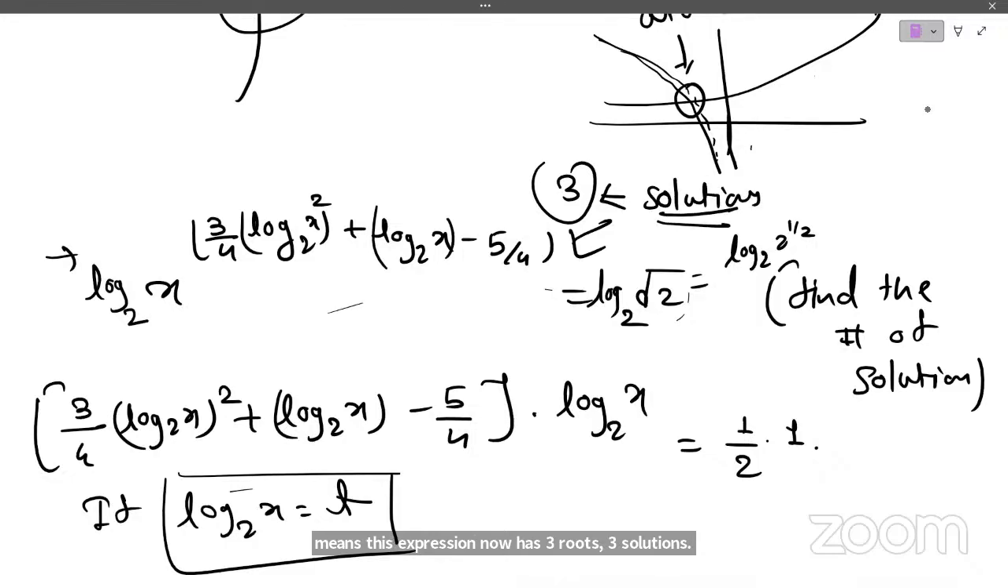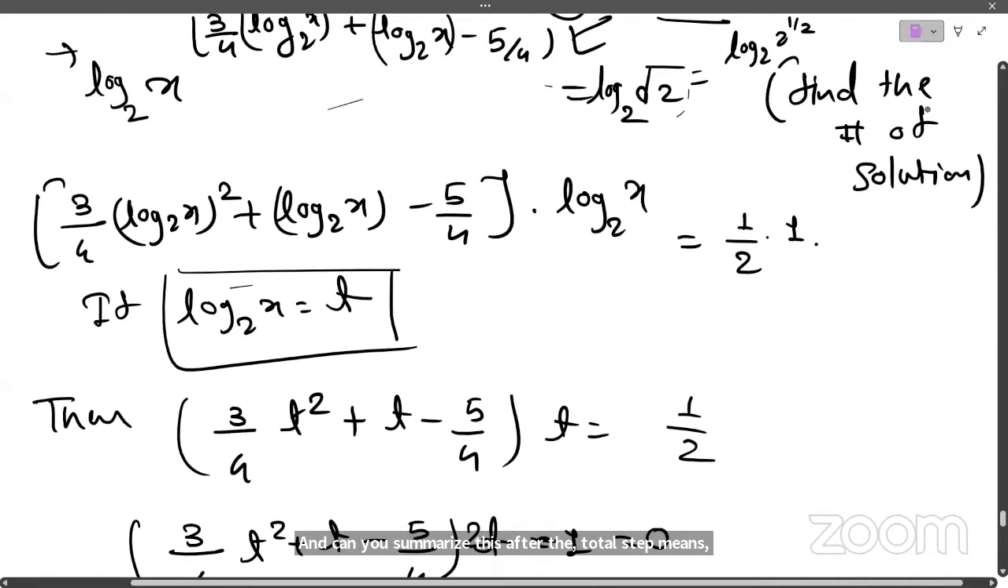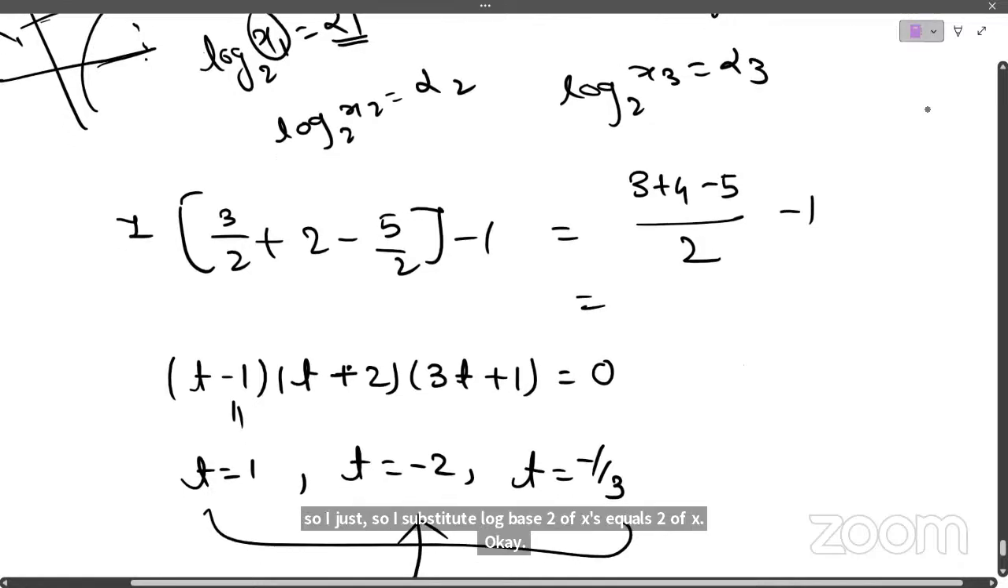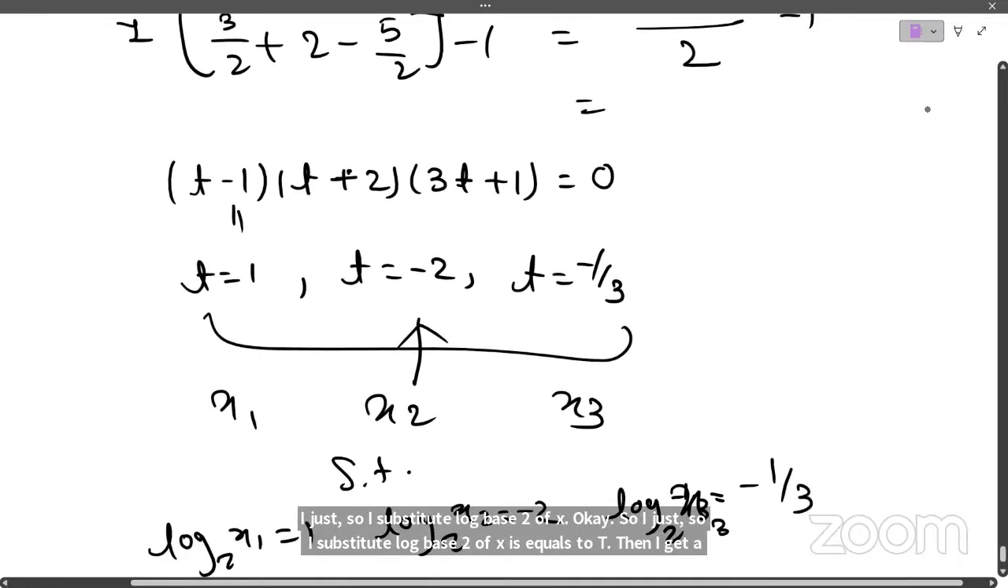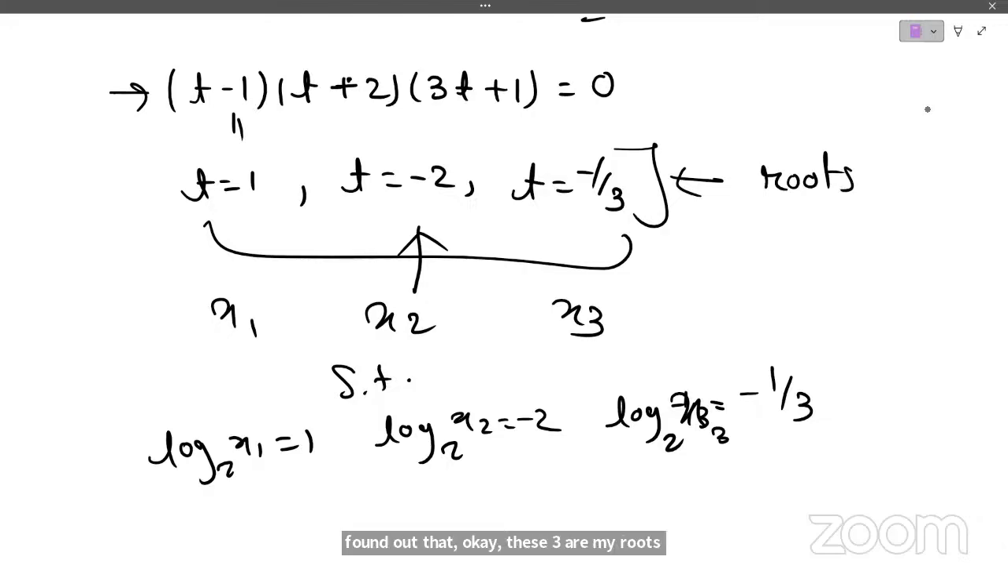Now you got it? Ma'am, can you summarize this after the third step, means after taking log base 2 of x equals to t? Yeah. So what we'll do, we somehow get a sense that this is some polynomial in log base 2 of x. So I substitute log base 2 of x equals t. Then I get a cubic polynomial in t. Then I solve it, I mean, someone solves it, and we get this factorization of that cubic polynomial. So for that cubic polynomial, I found out that these three are my roots of that cubic polynomial, right? This much you understand, right?